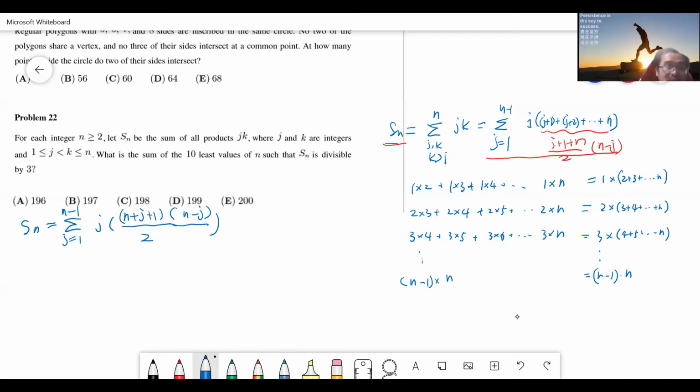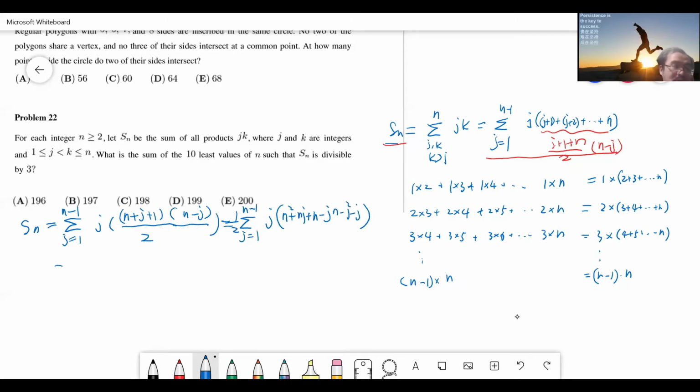Okay, so I'm going to continue to simplify this a little bit. So this is equal to the summation j equal to 1 to n minus 1. I put the 1/2 in front. So we have j times, and this is going to be n squared. We distribute times plus nj plus n minus jn minus j squared minus j.